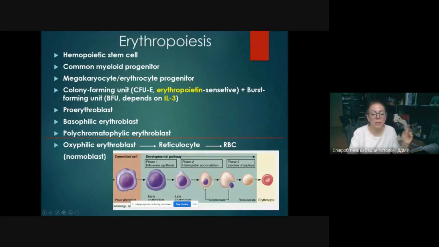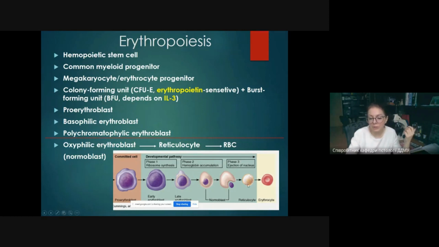completely oxyphilic. Also, along with this process, we can see that the nucleus decreases in size, heterochromatin becomes more prominent, so the chromatin becomes more condensed, the number of nucleoli also decreases, and as a result, the nucleus shrinks and eventually is expelled out of the cell. And now we have the next stage, which is called reticulocyte. So the transformation from one into another is accompanied by the expelling of the nucleus.